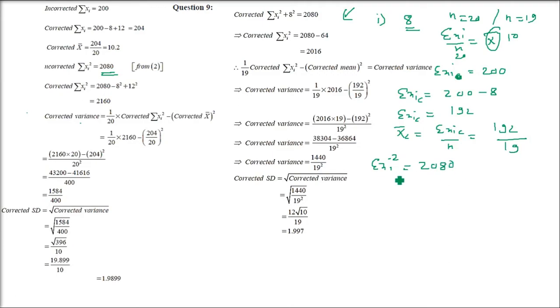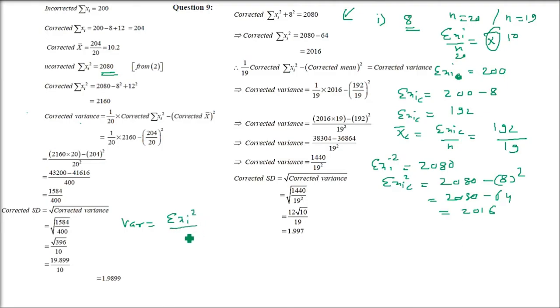Now this 2080 was the actual one, but here we have to find the corrected one. So you have to remove 8 square. Take 2080 and remove 8 square from here. This is sigma x square only. So 2080 minus 64, that is going to be 2016.